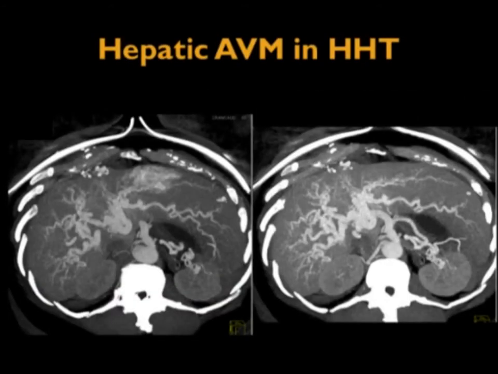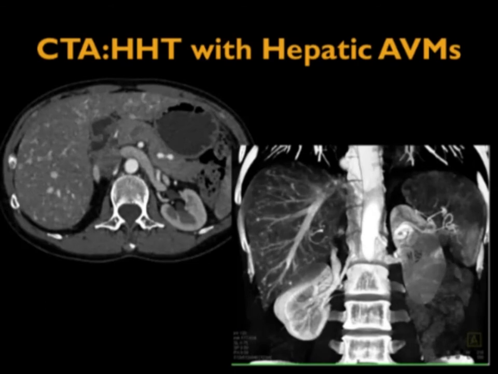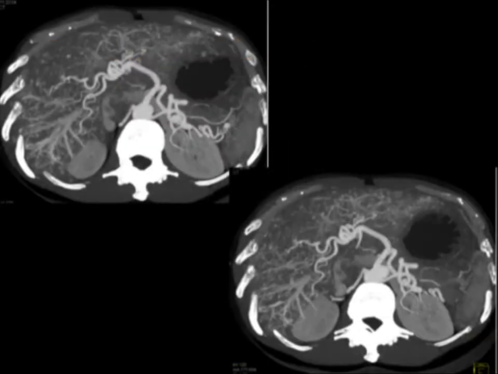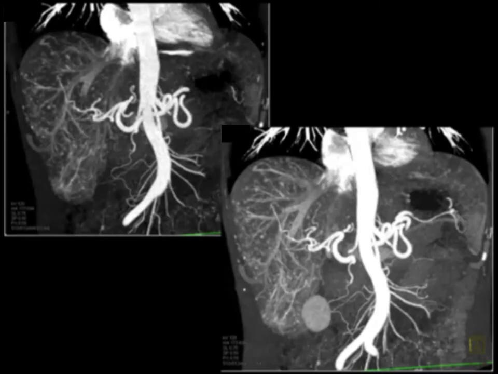Very impressive. As I mentioned, the MIPS may help show it better, these little tiny vascular malformations in the liver, and it's very extensive. Go 30 seconds later in venous phase, and you're not going to see any of these lesions.